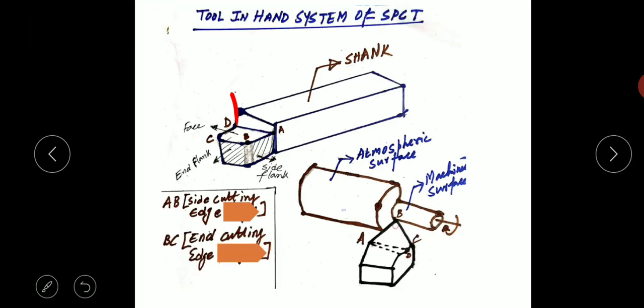Before going to this, I want to say what the tool hand system is. It is something that when you place a single point cutting tool in your hand, then by placing it on your hand you can surely mention different parts of that particular tool, different angles given to the different edges and flank surfaces. That's why it is known as tool hand system. So what is the main role of the shank part? It is mainly for the holding purpose.